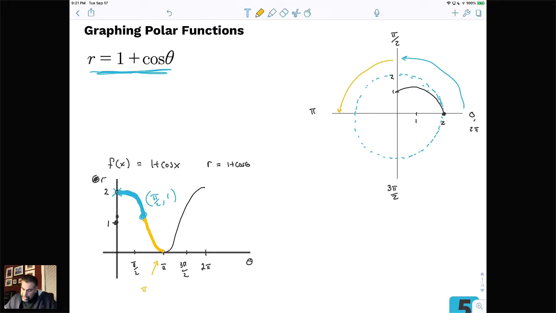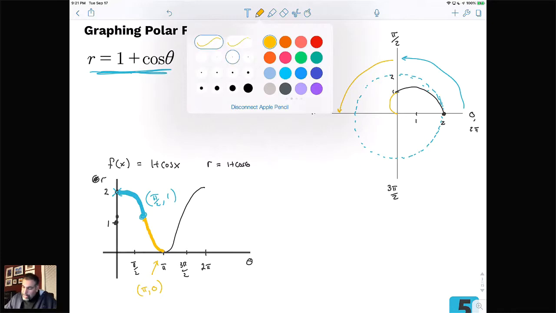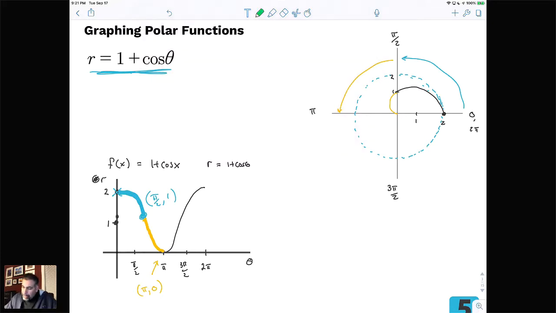So the theta value is pi, and the radius value is 0, which means instead of this continuing with a radius of 1, by the time it gets to pi, it has to shrink all the way back into the origin. So that is kind of the thought process that I have as I'm graphing. I'm just using the rectangular graph to dictate what the polar graph looks like. Once you see this, we're going to continue the exact same way going on the other side.